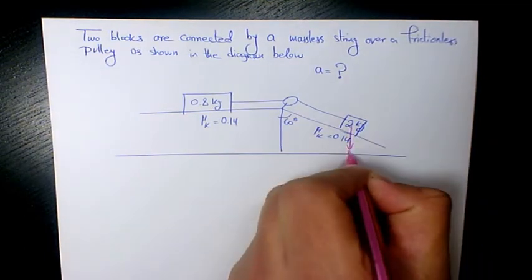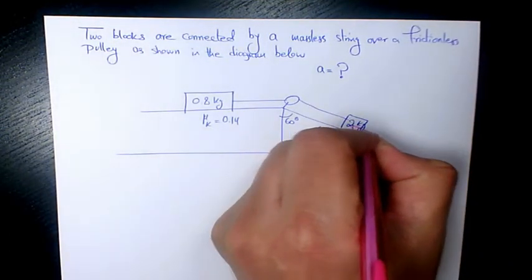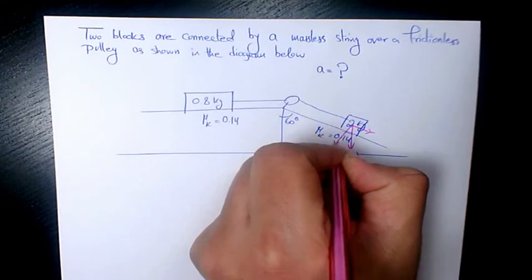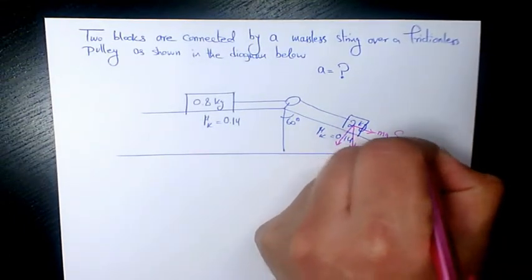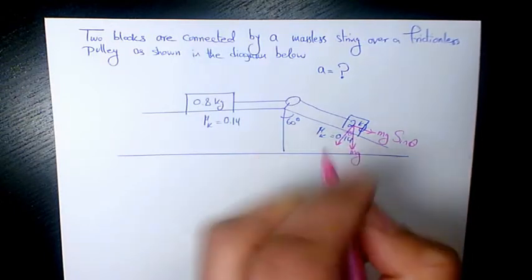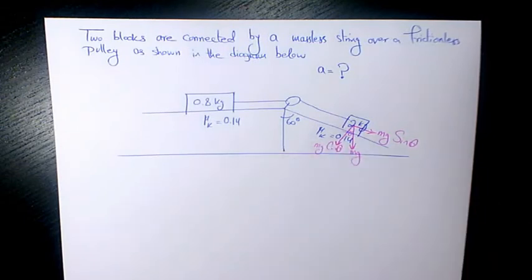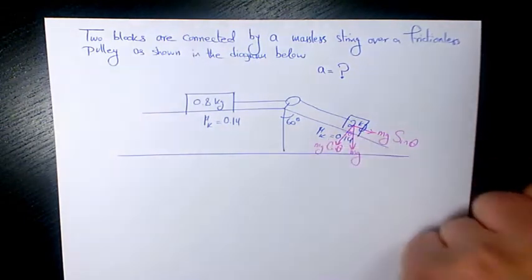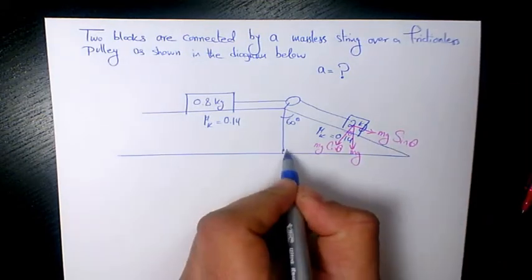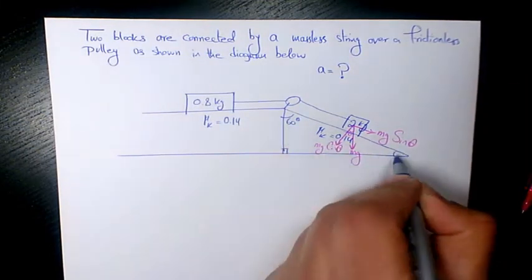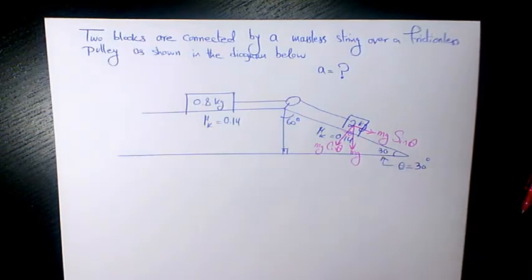Force mg, and basically we can break it into its components. That will be mg sine theta if this part is theta, and here we have mg cosine theta. Since this one is 90 degrees and this one is 60 degrees, theta is going to be 30 degrees due to this part.